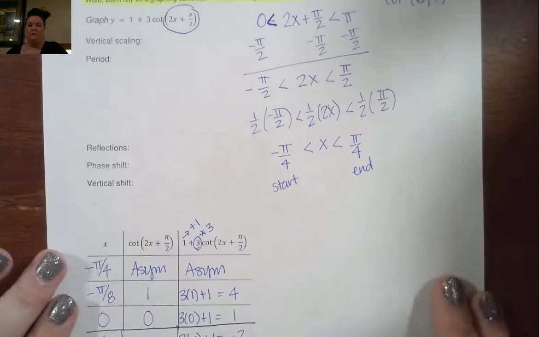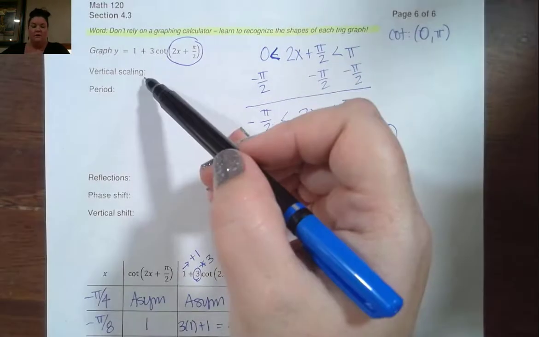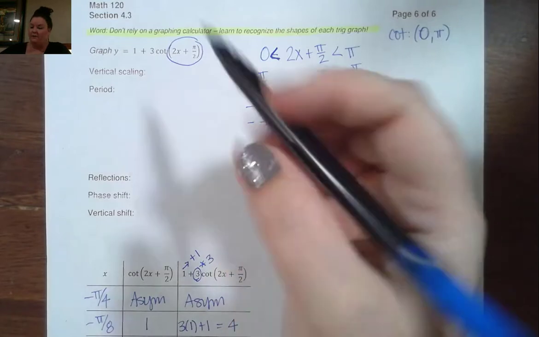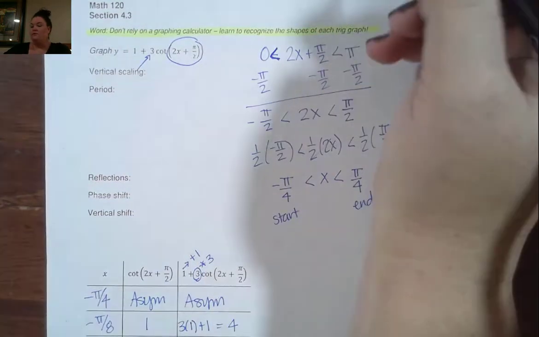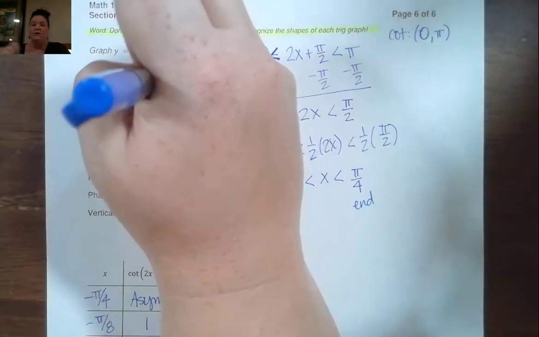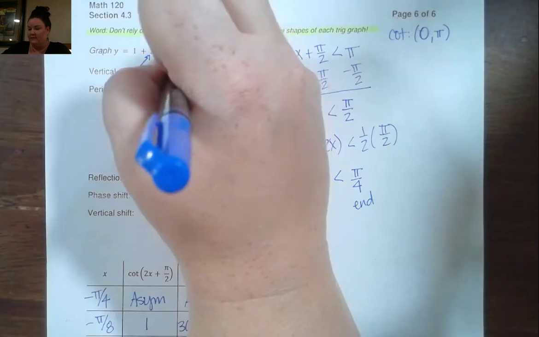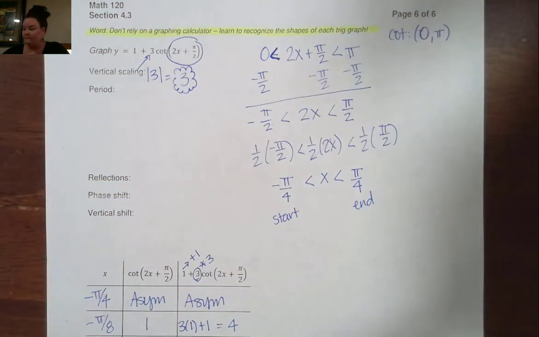So, first thing is vertical scaling. Vertical scaling we get by multiplying on the outside. That's our amplitude, right? So that's our 3, okay? So when we calculate our vertical scaling, we do the absolute value of that A, which in this case would just be a positive 3. So we're vertical scaling by 3, okay?